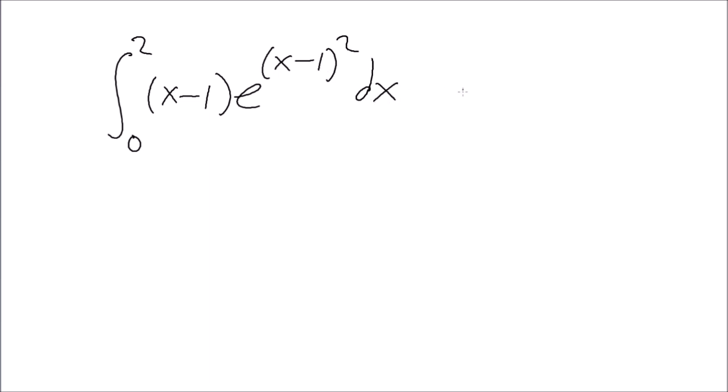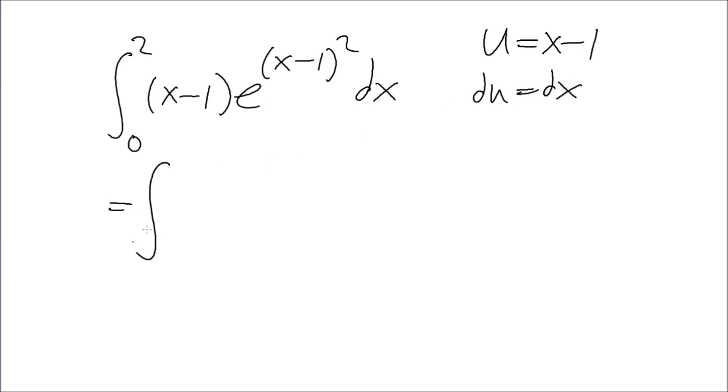Next integral is from 0 to 2. We have e to the power of x minus 1, squared, dx. Alright, what's my u sub? Well, it seems like we have a composite function of x minus 1. So u is equal to x minus 1. Du, derive this, it's just 1, so it's just dx. Okay, so we have u squared du.